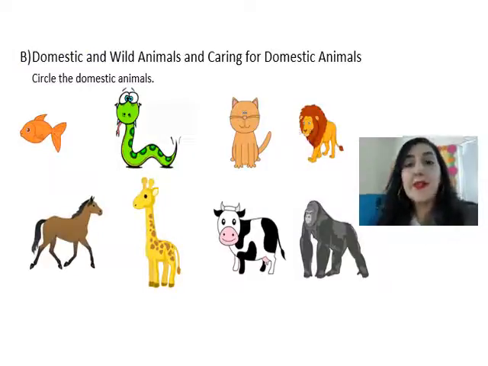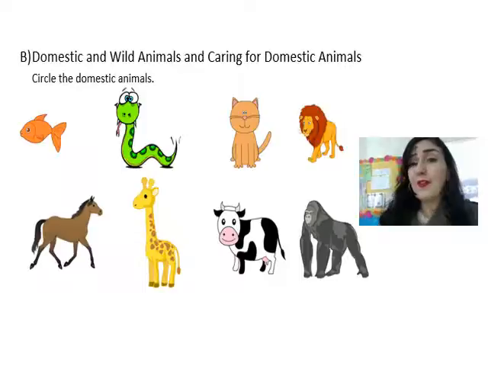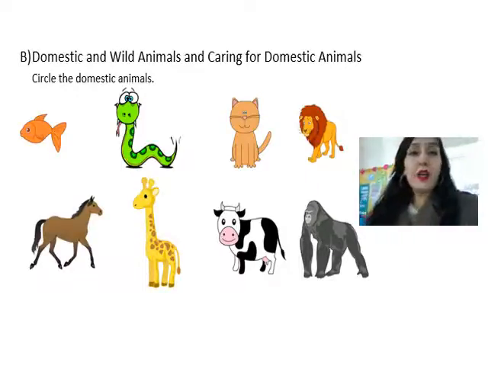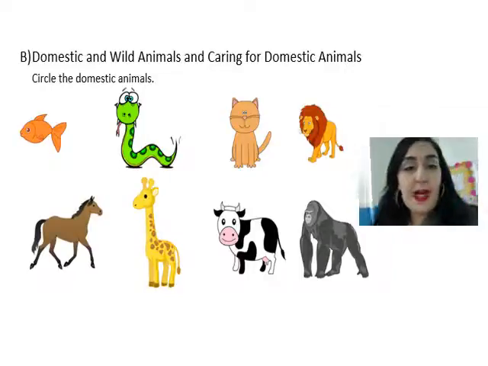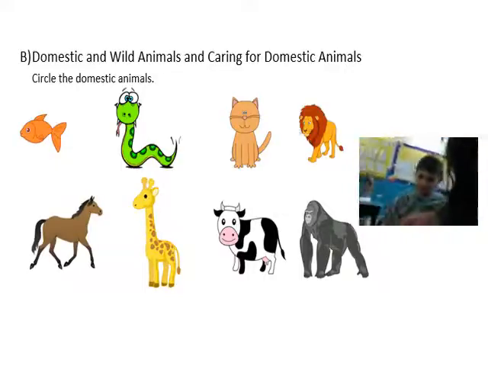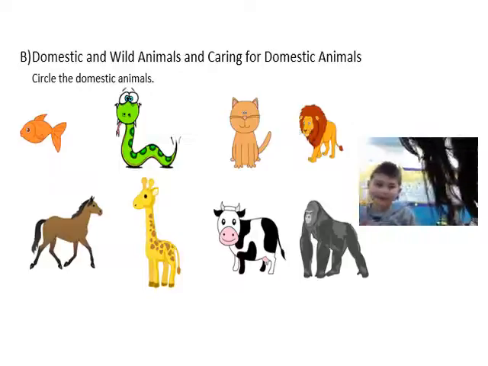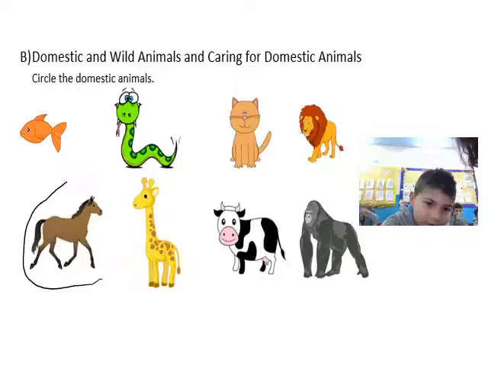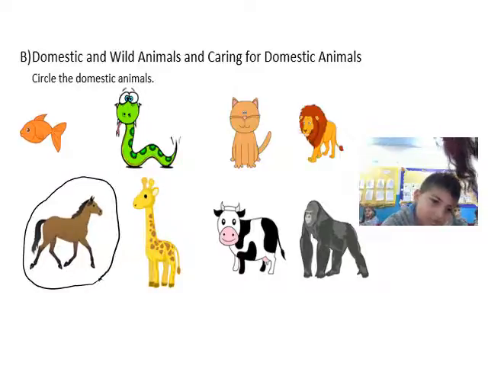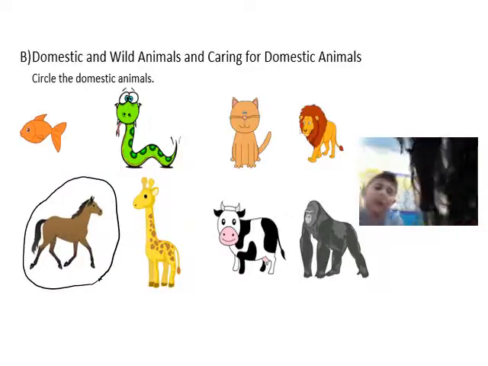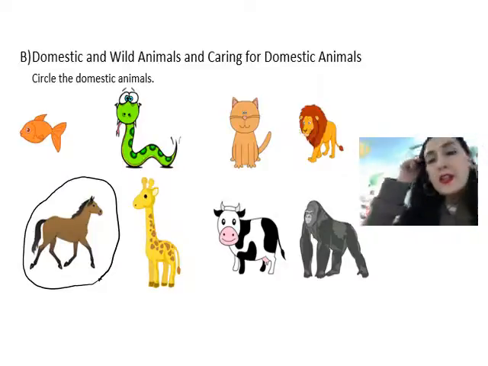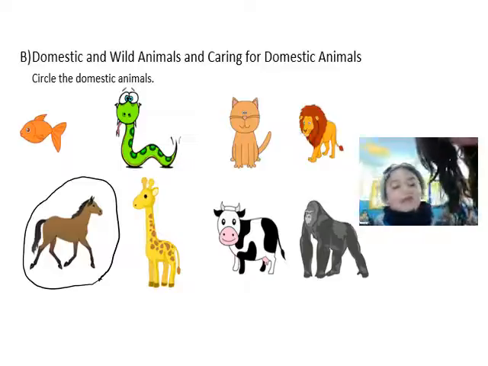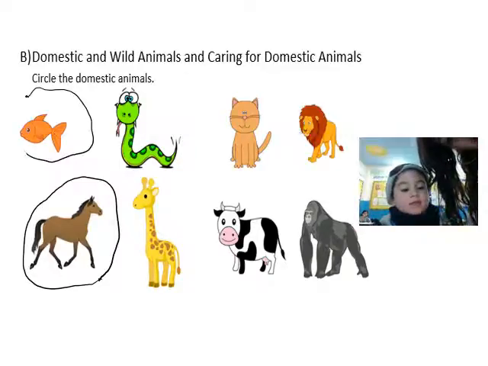Part B, domestic and wild animals and caring for domestic animals. Here we have to circle all the domestic animals. So I want, Majid, can you circle one domestic animal for me? That's right. And horses usually live where? On a farm. Excellent. Let me get Hussein. Circle a domestic animal. A fish. Great.